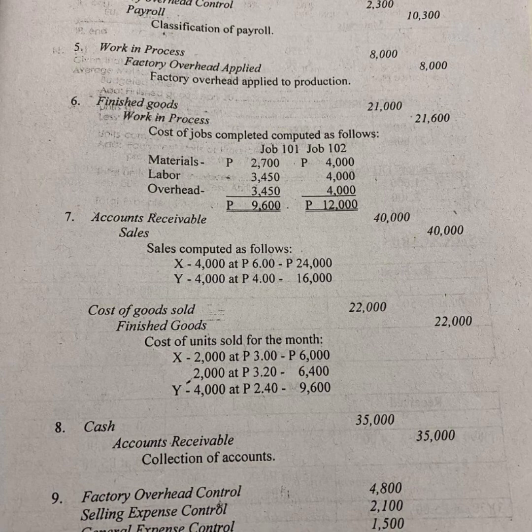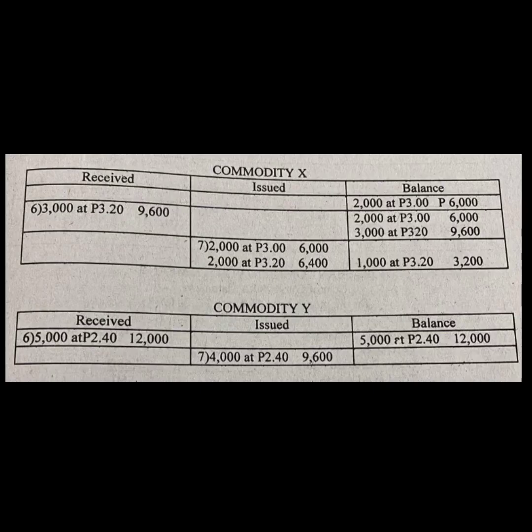So these are the details for commodity X. 2,000 units at 3 pesos and 2,000 units at 3.20 pesos. So 6,000 pesos and 6,400 pesos. We have a total of 12,400 pesos.